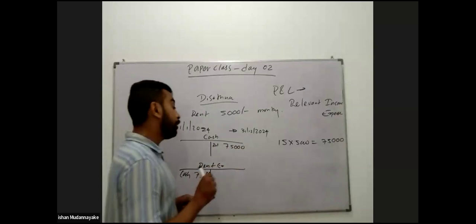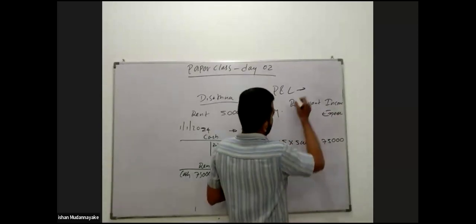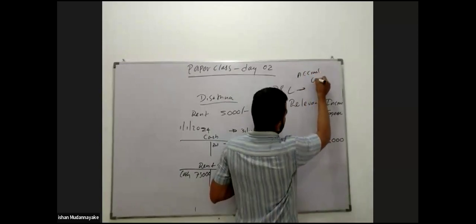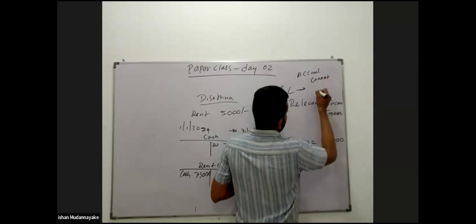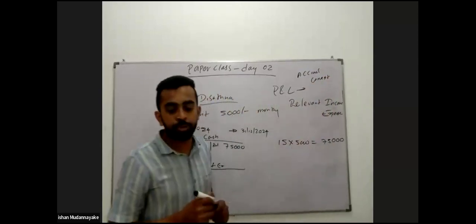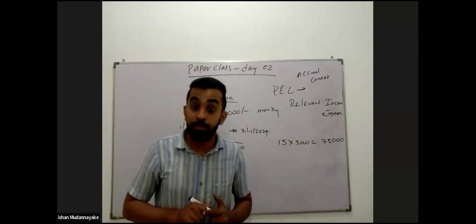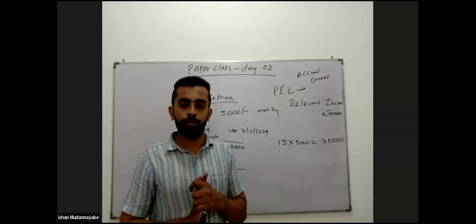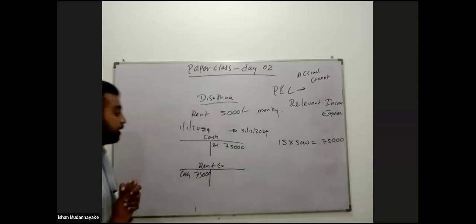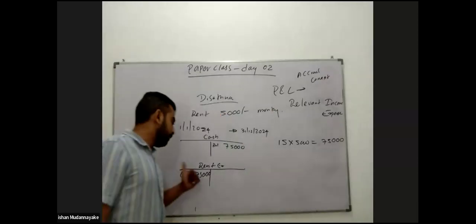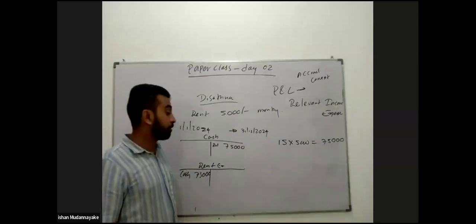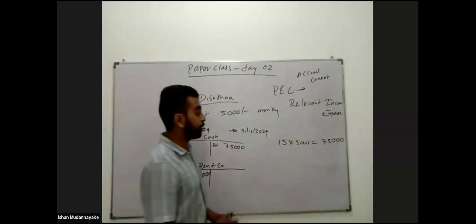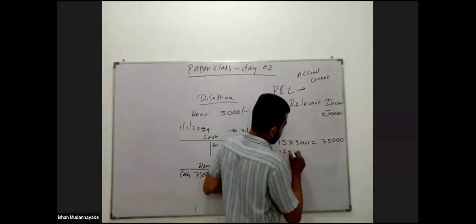But according to the accrual concept, relevant income and relevant expense for the period should be recorded. But here, the paid amount is 75,000. But the relevant amount for the period, how much? 60,000. 5,000 into 12.